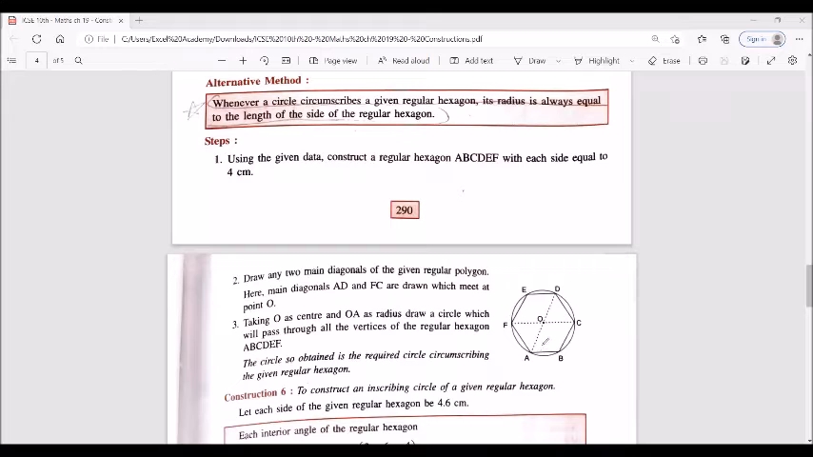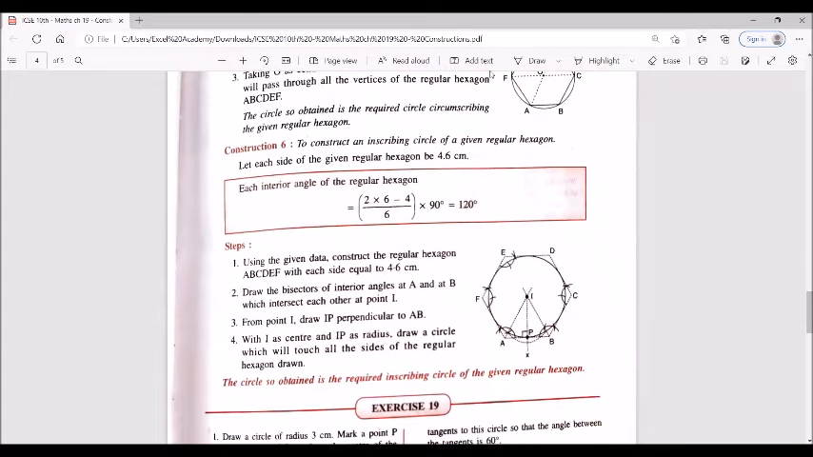Okay, these are called main diagonals. So EB is a main diagonal, FC and AD are the three main diagonals. There are only three main diagonals. Out of the 3, you can draw any two main diagonals. The point of intersection of these diagonals is nothing but the circumcenter. And from O, you can take OA as the radius and draw the circle which will circumscribe the regular hexagon. This is also a method.